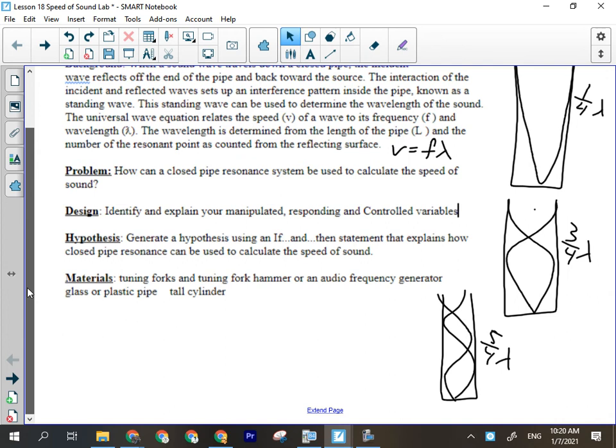For our hypothesis, we need to generate an if-and-then statement that explains how closed pipe resonance can be used to calculate the speed of sound. The if part of our hypothesis should talk about standing waves and how they essentially work inside of a closed pipe resonance system. So waves are going into the pipe. What are they doing? They're coming back out. What are they going to produce? That's the if part.